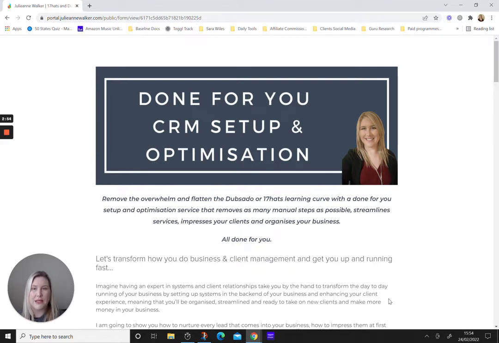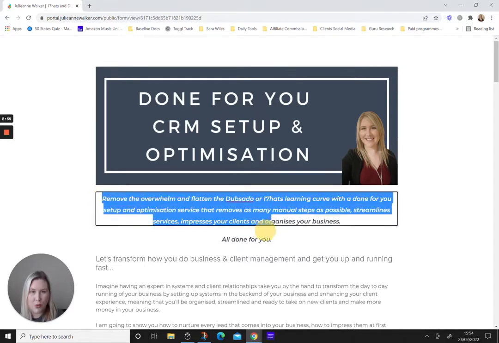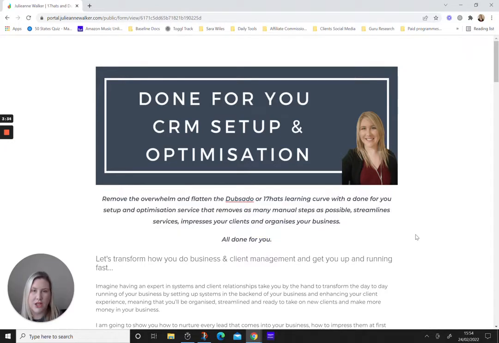The next piece is this short summary of what the service is. This section is to tell them that if you want this, then you're going to want to continue reading. So it's telling people that if they want to remove manual steps out of their business, if they want to streamline, if they want to organize their business, if they want to impress clients, then they should read more about my done for you service. So that's why underneath the image, I have the summary.